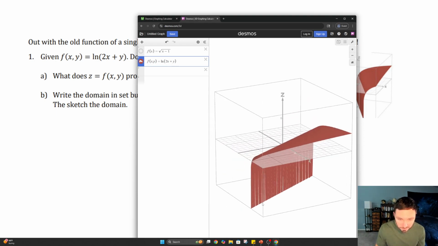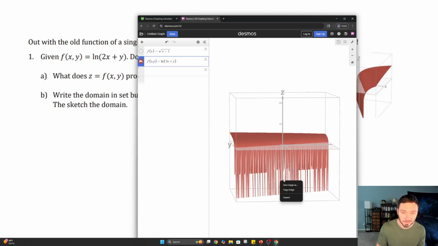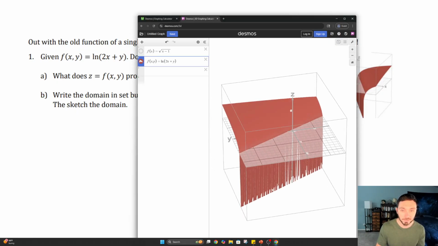And ignore the ripples down here. This is just Desmos freaking out when it gets really close to an asymptote. Don't look at that. We're not going to save that image.